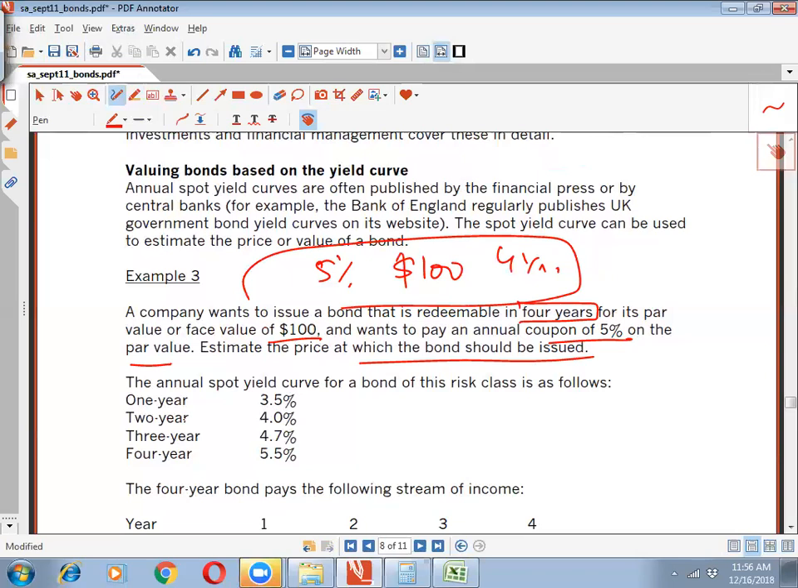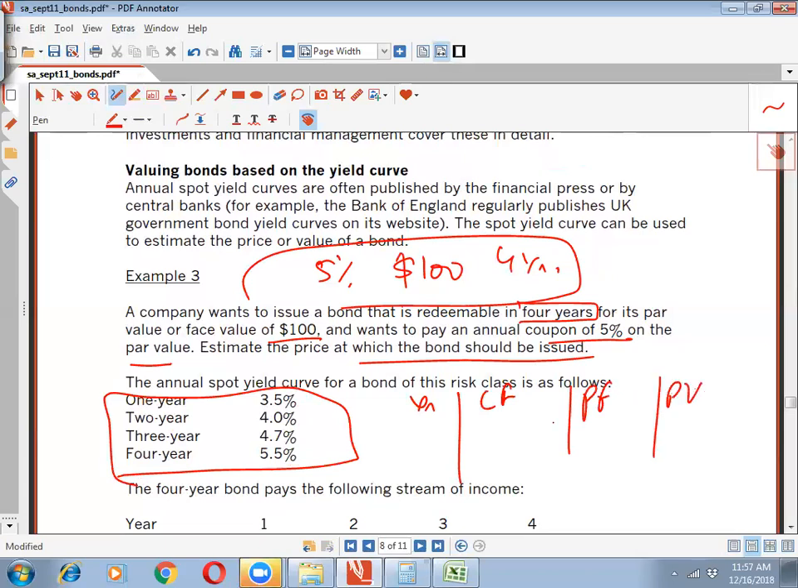And you're being given a yield curve. You're not being given a single market rate, you're being given a yield curve. So if we are not being given a single rate, how would we do things? We are being given 3.5% as the first year yield, 4% as the second year, 4.7% the third year, 5.5% the fourth year. So what we will do is take the year, the cash flow, the discount factor, and then the present value.